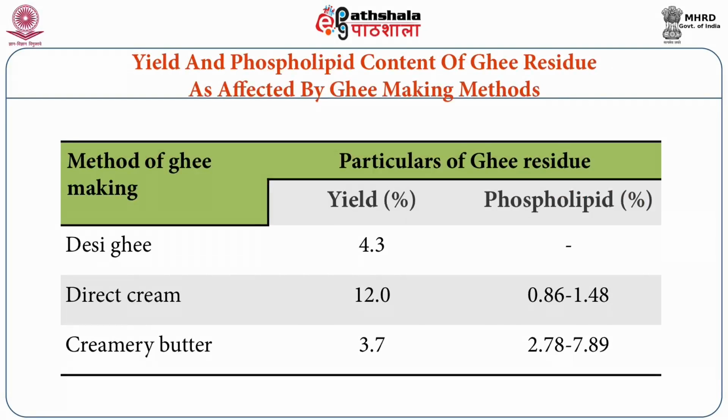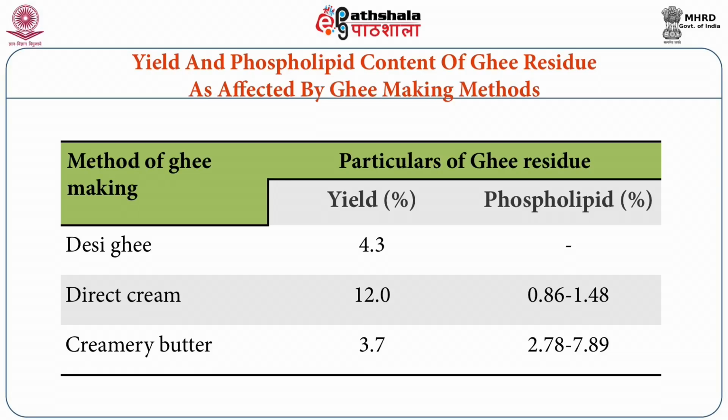Coming to the yield of ghee as made by different methods, as well as the phospholipid content of the ghee residue if you are adopting different methods. Yield is very important. As I told, the higher the losses of fat, wherever it is lost, you will have a lower yield, and greater the fat recovery, you will have a higher yield. So if you correlate your previous 9th slide of recovery with this slide, you can see with the direct cream method, the yield has been highest, 12%, because probably a higher fat cream was taken here for ghee making.